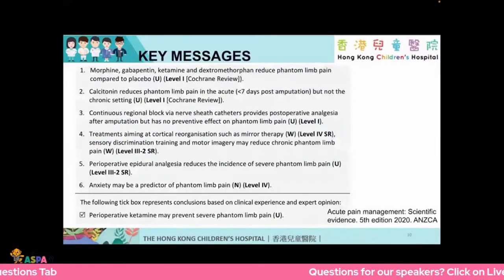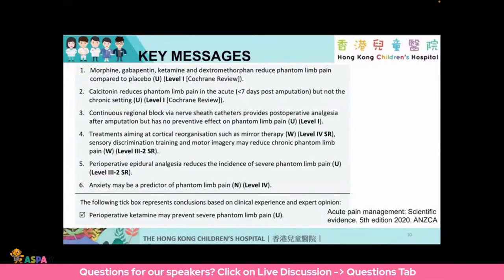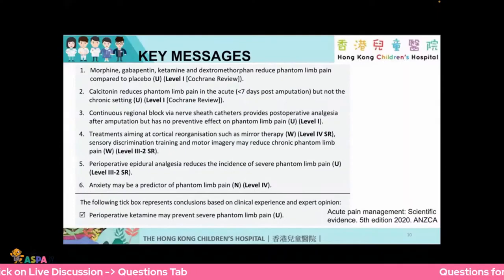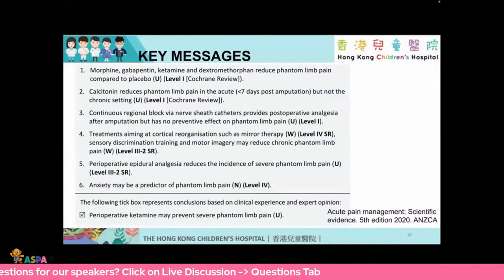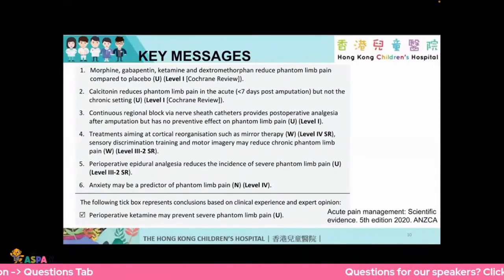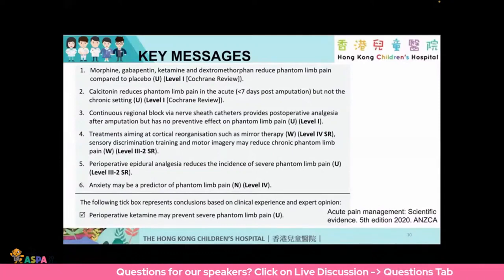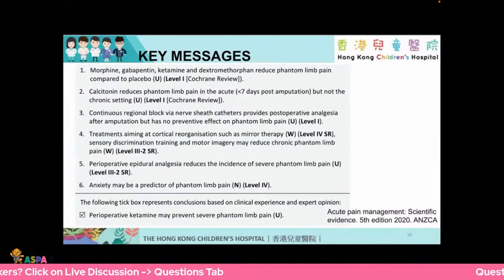This is a very good slide extracted from the acute pain management publication of ASPA. You can see that for level 1 evidence drugs, there are morphine, gabapentin, ketamine, and dextromethorphan. While calcitonin is also level 1, it's more for the acute phase. Methods such as continuous regional blocks and nerve sheath catheters also provide good post-op analgesia, but there is no evidence of benefit for any prevention.